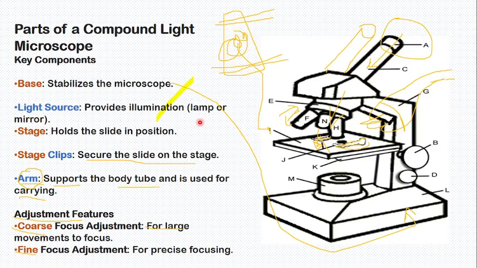Okay. Now let me make it easy. Here I have prepared for you. The base is R. Now M is this one. The stage is I, which is here. Now the stage clip is J. J is this one. Remember this one. Now the arm is G. Remember. The coarse adjustment is B. Then D is the fine focus adjustment. I hope I tried my best.